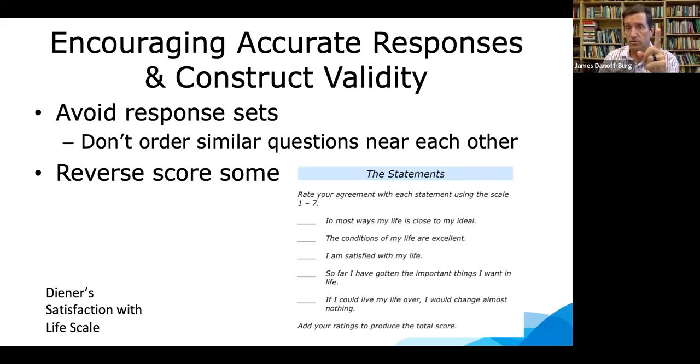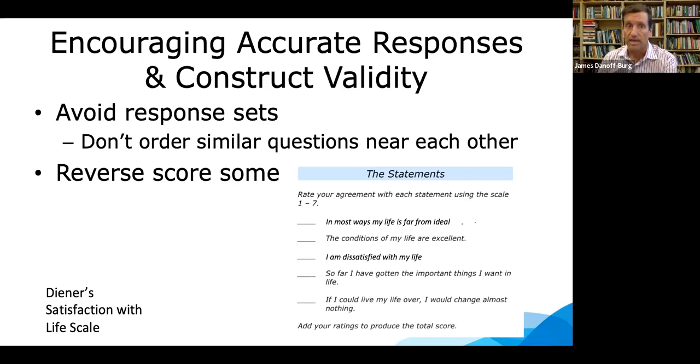But if you didn't reverse score it, you would have put it down as a 7, and same with everything else. Right? And so now for the third one, you can see that it says in the original Diener's Satisfaction with Life scale, I am satisfied with my life.